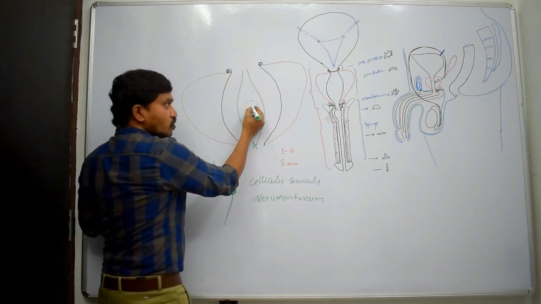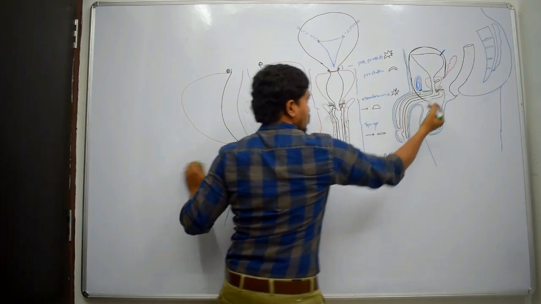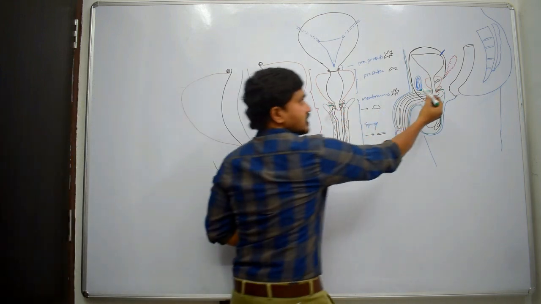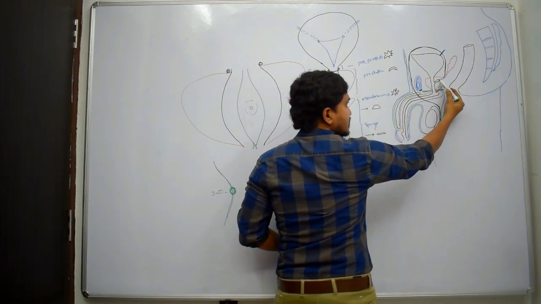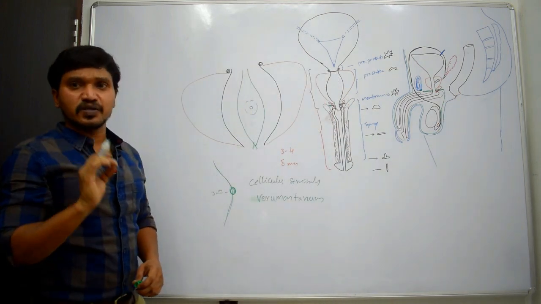Here there will be the opening of one utricle. What is this utricle? This one. The prostatic utricle. It is like a cul-de-sac. See, I have drawn it like a blind sac. Right? This blind sac we are calling the prostatic utricle.